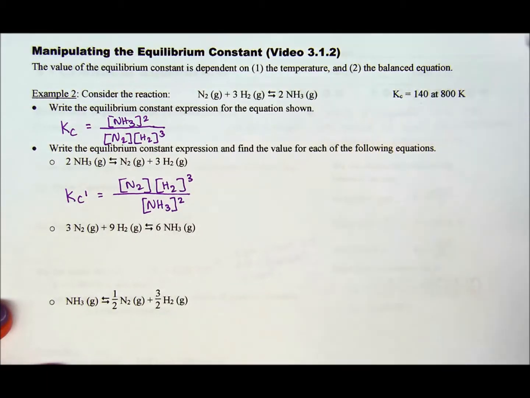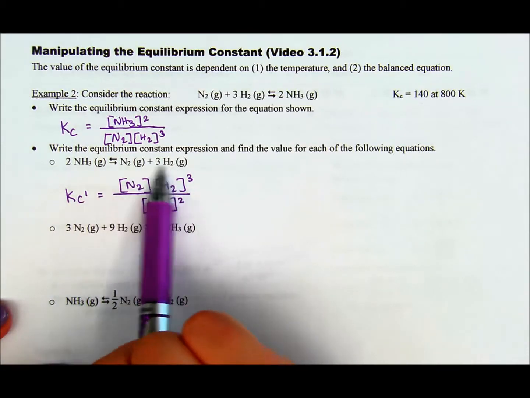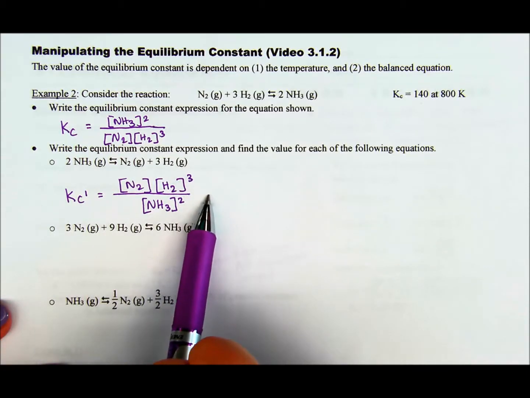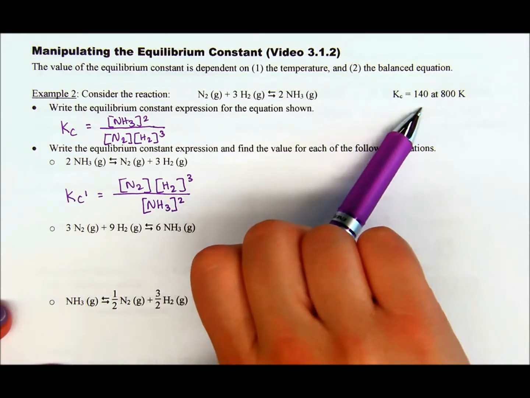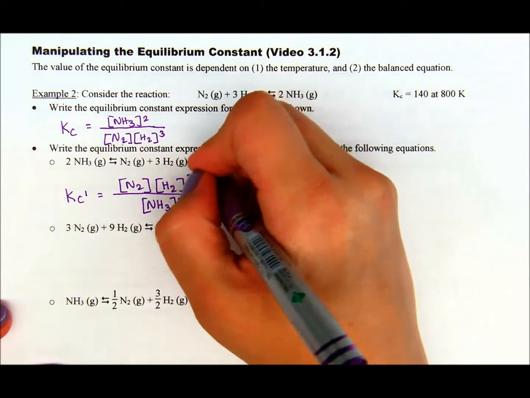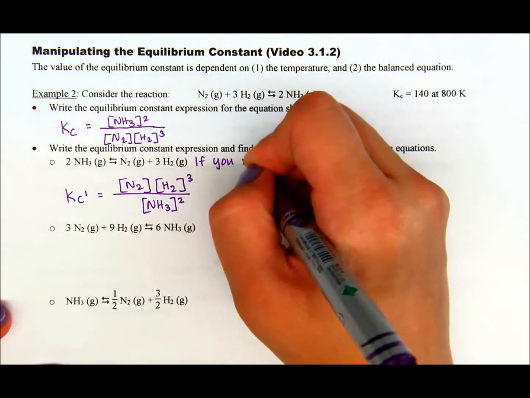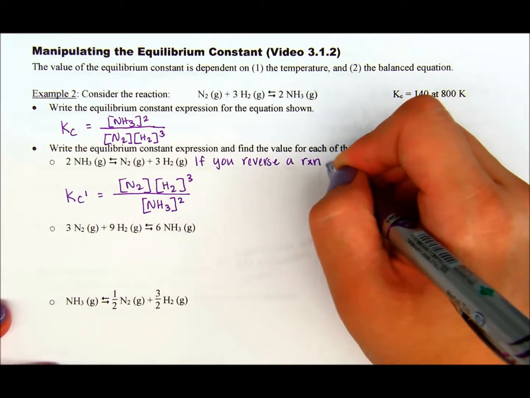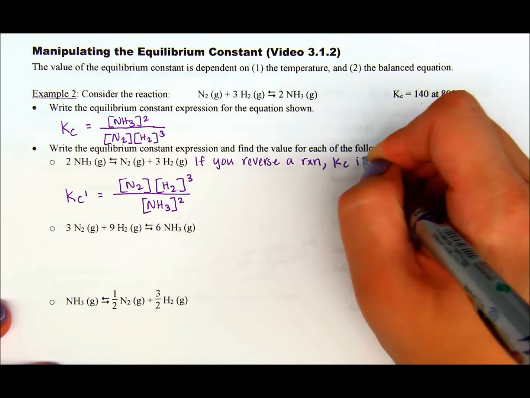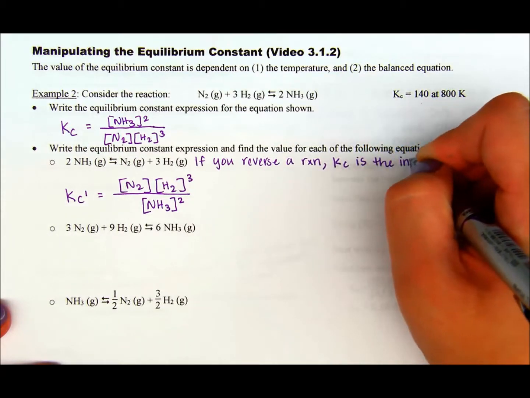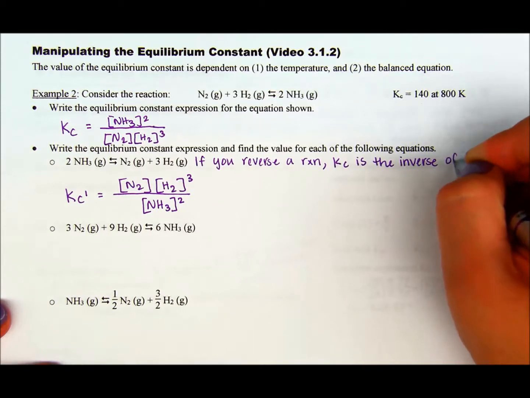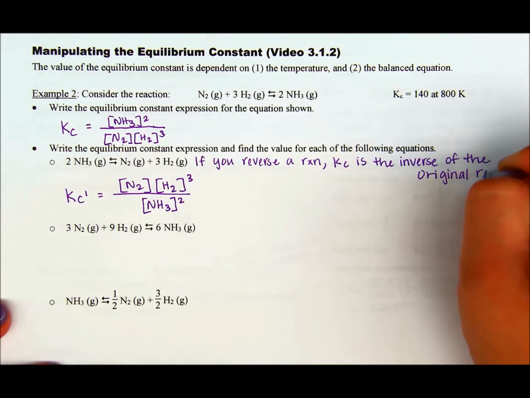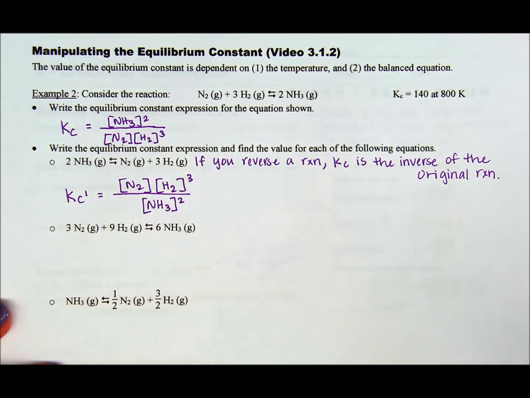So let me say that again. If you take the reverse of the reaction, your new Kc for this reaction is just the inverse of the original. So if you reverse a reaction, (RxN is just an abbreviation for reaction), Kc is the inverse of the original reaction. Let me show you what I mean by that.